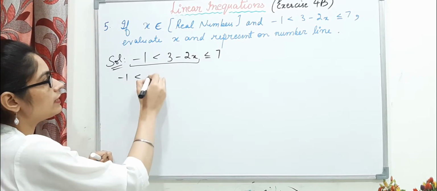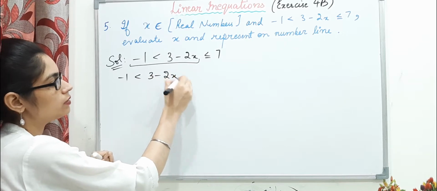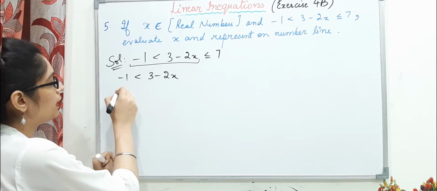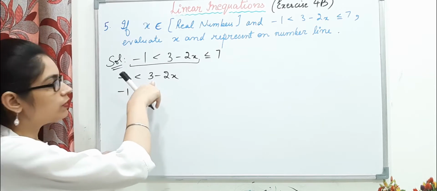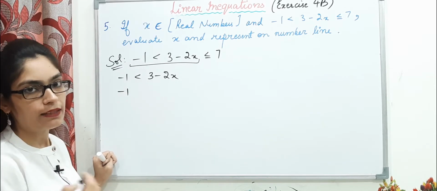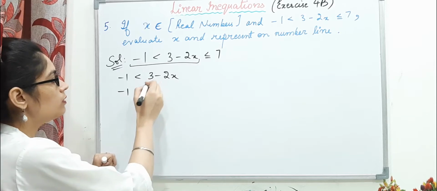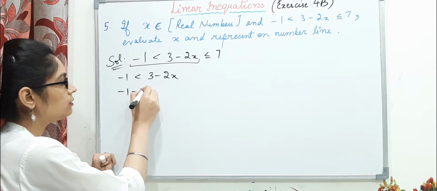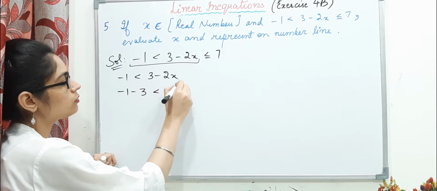So minus 1 is less than 3 minus 2x. So only this much I will take. So minus 1, this 3 I will shift to this side because like terms we can write together. So plus 3, if I change its side, it will be changed to minus 3, less than minus 2x.